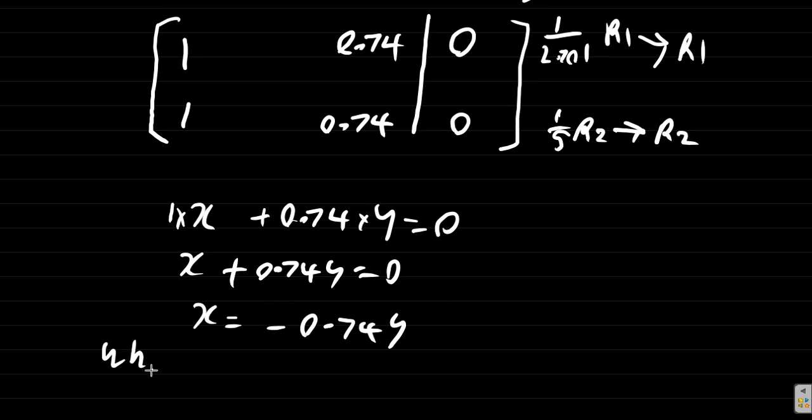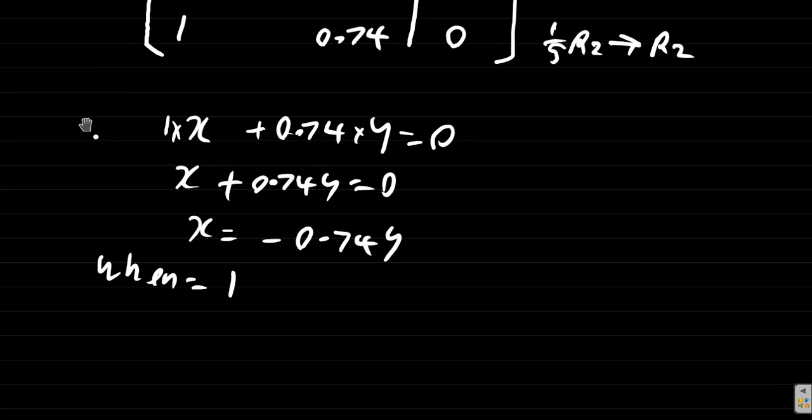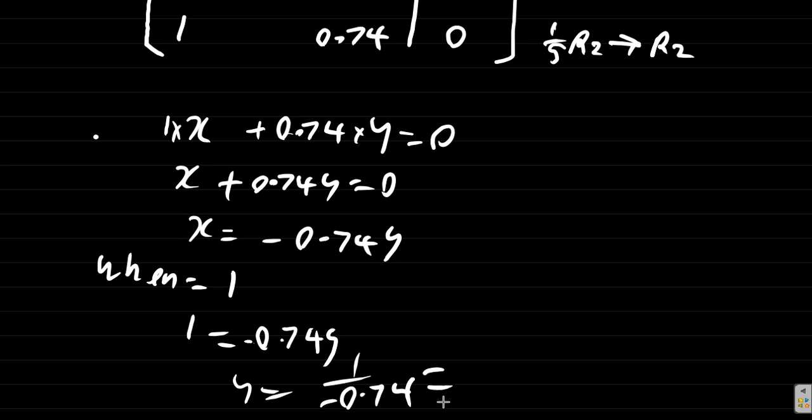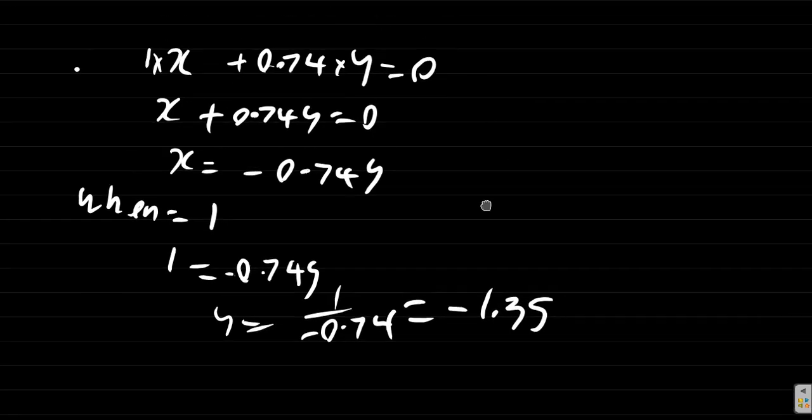Now, when x equals 1, because there is no specific number for x and y, right? There's just a ratio, a relationship between them. So, when x equals 1, you could use any other number, but 1 is the simplest. When x equals 1, what happens? 1 is equal to negative 0.74y. So y equals 1 over negative 0.74, which is negative 1.35. So what we have is 1, negative 1.35.